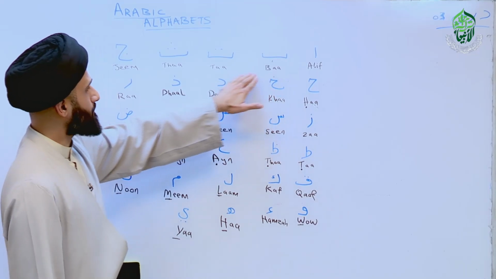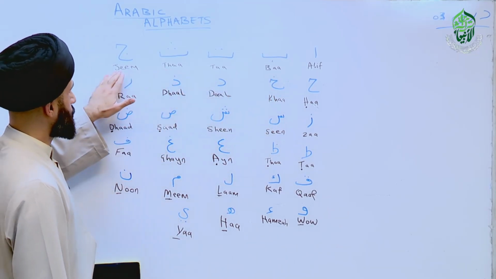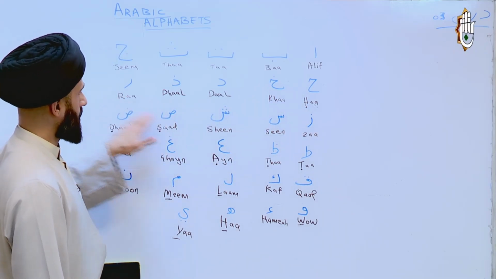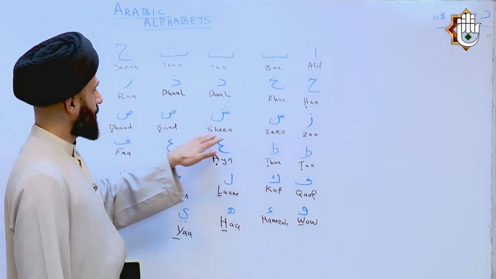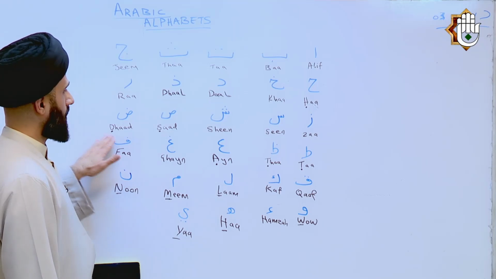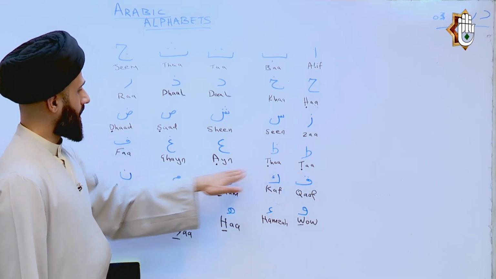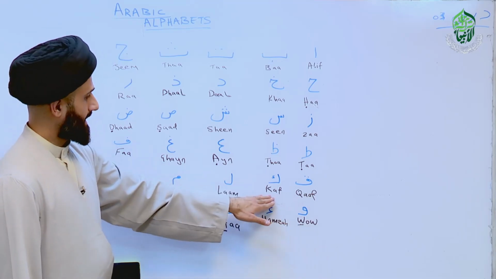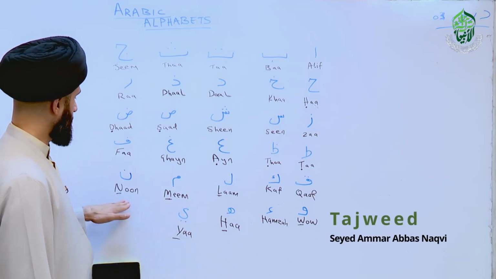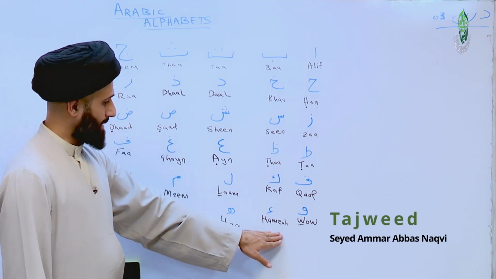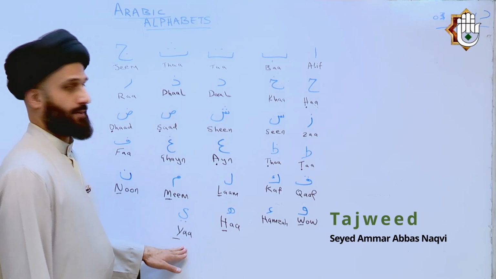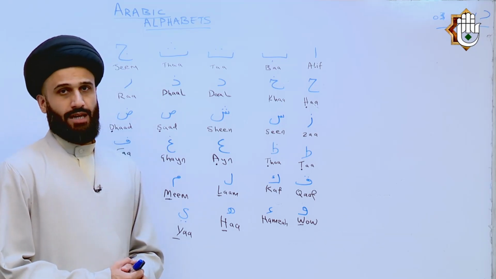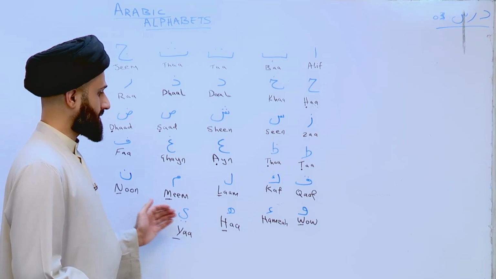Alif, ba, ta, tha, jim, ha, kha, dal, dhal, ra, za, sin, shin, sad, dad, ta, dha, ain, ghain, fa, qaf, kaf, lam, mim, noon, waw, hamza, ha, ya. That is the Arabic alphabet, dear brothers and sisters, or ahruf al-abjadiyya, 29 letters.